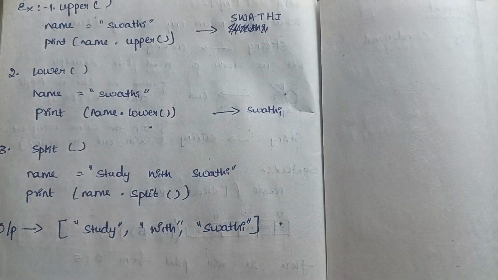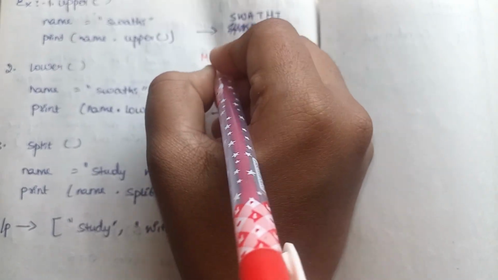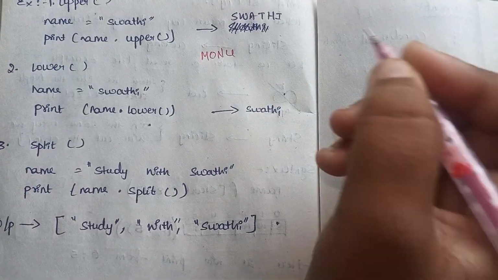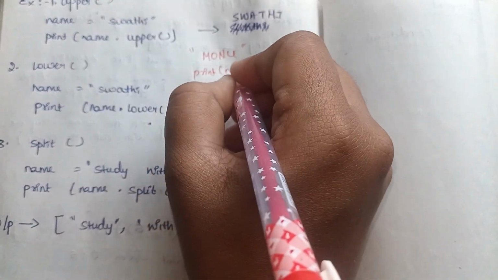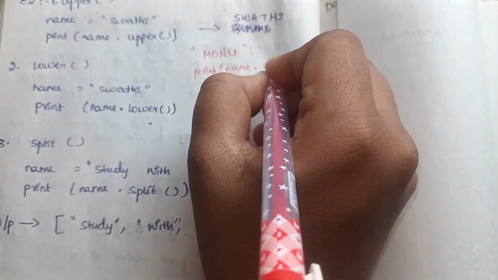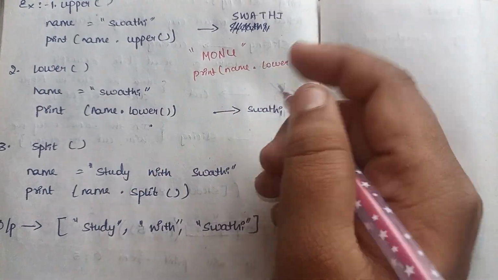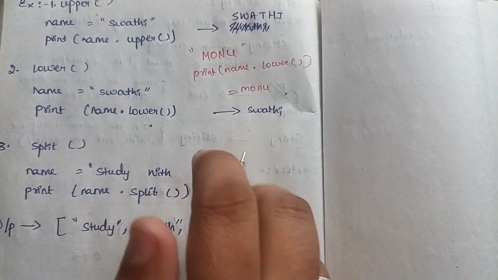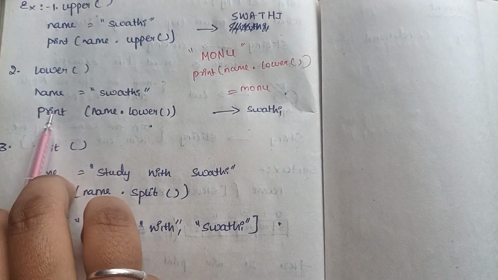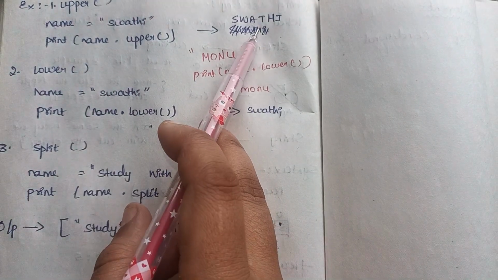So let us take an example of another name, that is Monu. I am saying print name dot lower. So we got what is meant by upper, and now we want to know about lower. Monu will be printed in lowercase letters. In the same way, name Swati, print name dot lower gives lowercase letters, and upper gives uppercase letters.